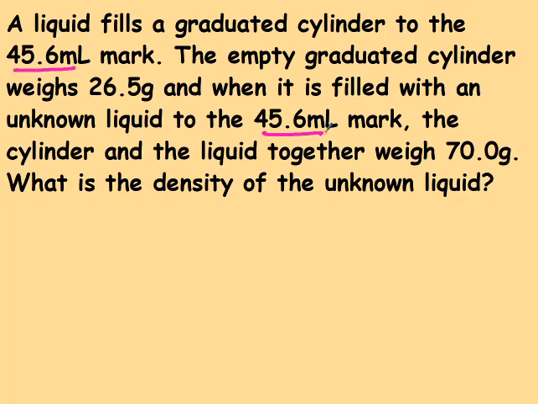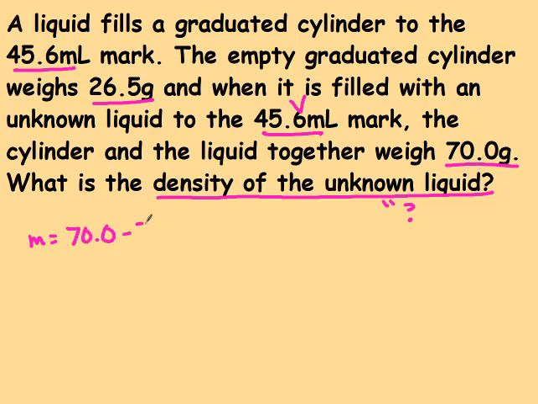They gave you 2 volumes, but those are the same volume, so that's my volume. They gave you 2 masses. I'm trying to find the density of this unknown liquid, which means I need to know the mass of the liquid. So my mass has to be the difference, because this is the empty graduated cylinder, and this is the graduated cylinder and the liquid. So 70 minus 26.5 gives me my mass.